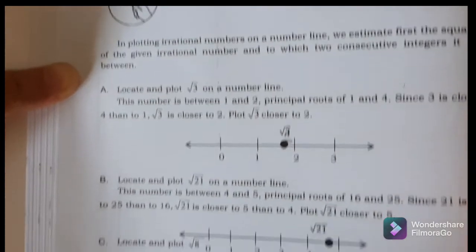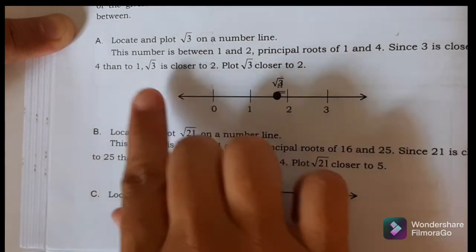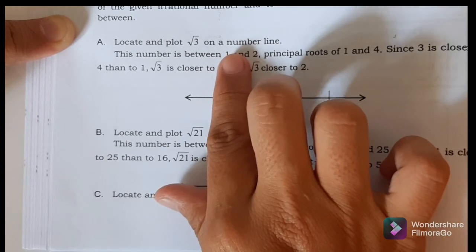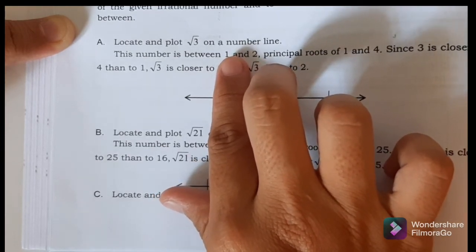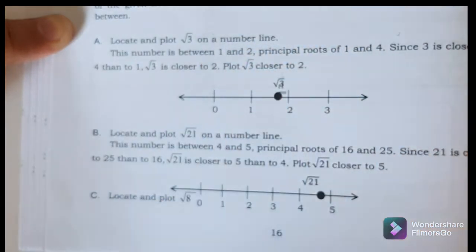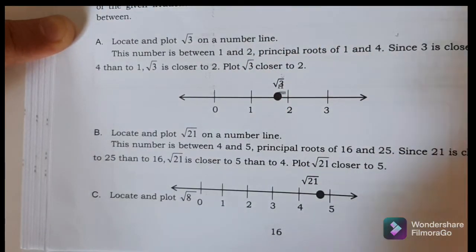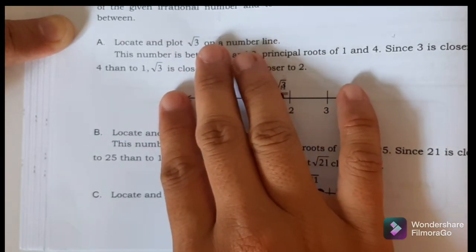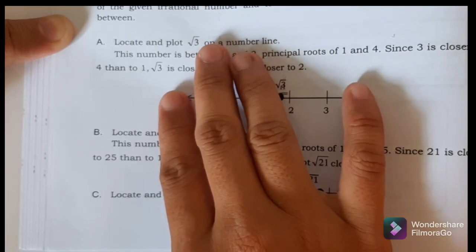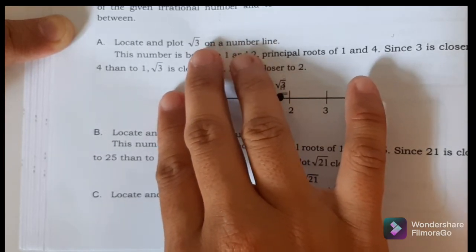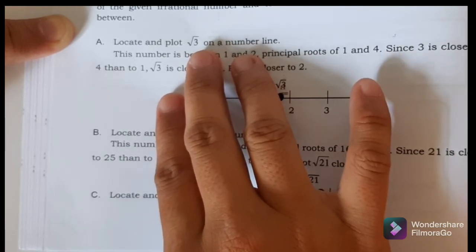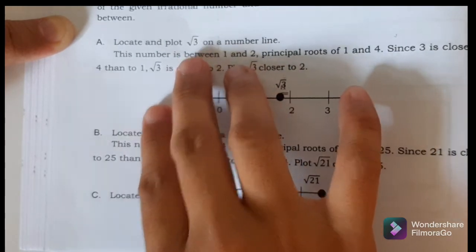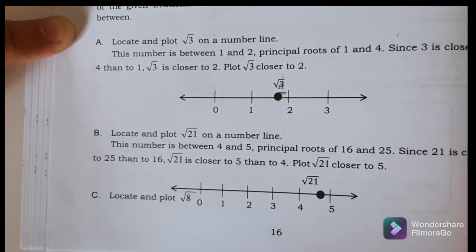Now, let us see some examples. So, for the first one, we're going to locate and plot square root of 3 on a number line. So, saan ba natin makikita ang square root of 3? Sa number line. So, una, dapat alam muna natin anong mga perfect square ang between square root of 3. Syempre, we have 1, kasi 1 times 1 is 1. And then 2 times 2 is 4. So, 1 is less than, and then yung 2 would be the greater perfect square. That is between square root of 3, that is 1 and 2.